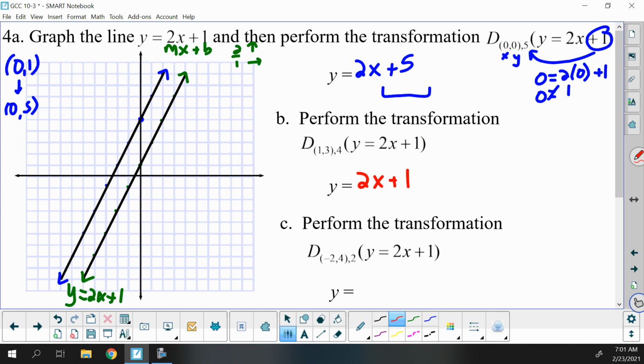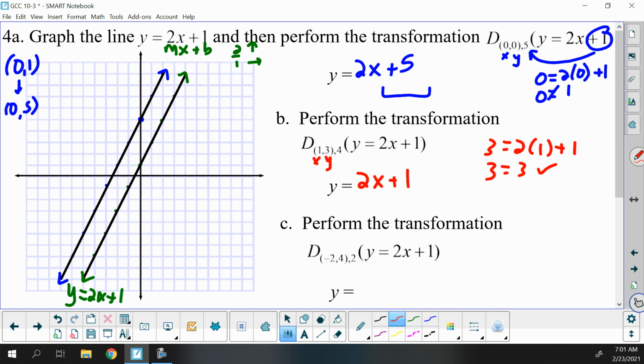Now, if you didn't have the graph, how you would check is, again, sub in for x and y. We would have 3 equals 2 times 1 plus 1. 2 times 1 is 2, plus 1 is 3. So that gives us a true statement, so that would show that our center of dilation is on the line. Because if you don't have the graph, that's how you would have to do it.